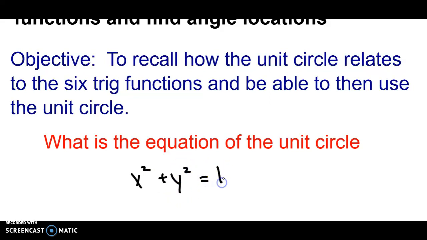Very good, class. 1. Just keep in mind that the unit circle equation is a relation, not a function. Why? You know why.